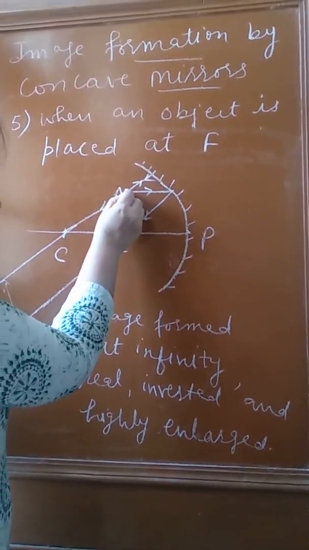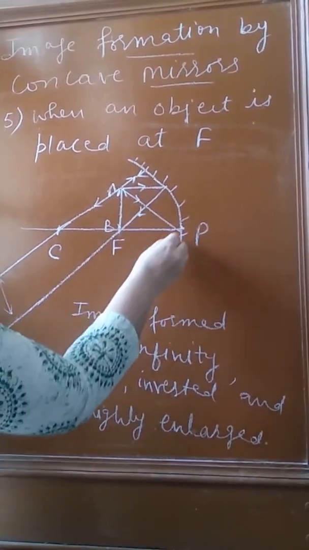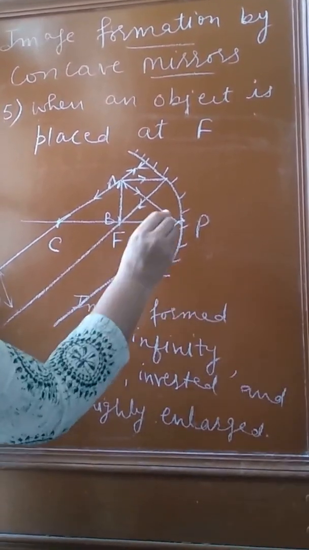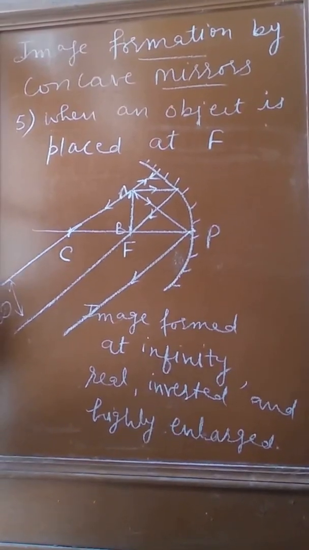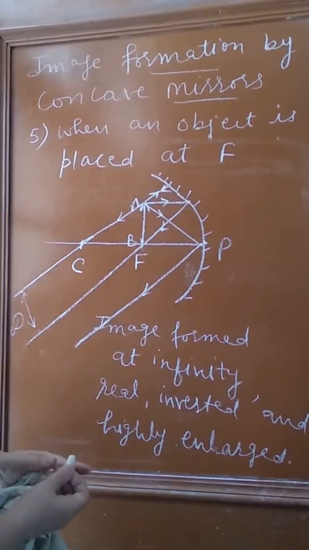If we want to take a ray from the pole, then we can take it from the pole also. Then the ray after reflection also goes parallel to this ray, which means the image is formed at infinity.